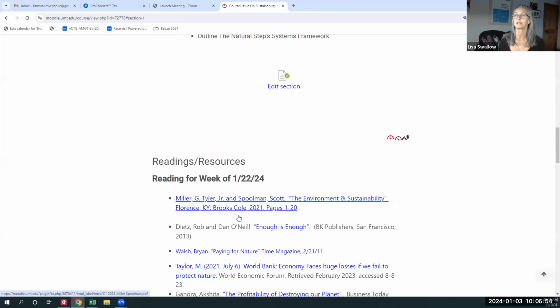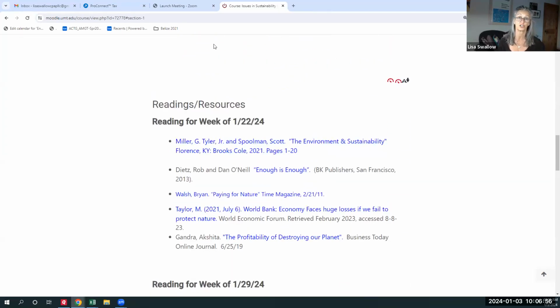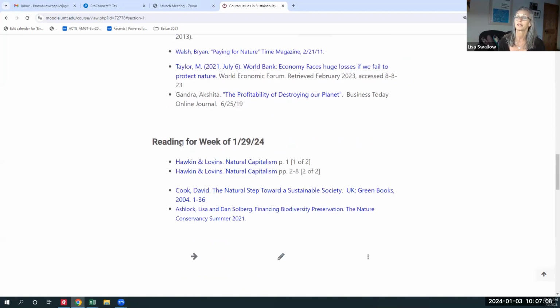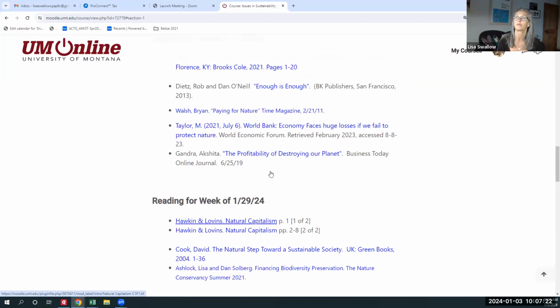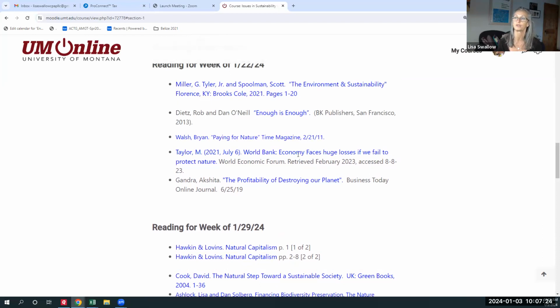So then you can see that when I've asked you to do your readings, there is no textbook in the class. It's a curated group of some really historical pieces. Like you can see this one, the Natural Step is from 2004, and Hawkins and Lovins' Natural Capitalism is from 1999. I mean, there's some old historical building block sort of readings, and then some newer items, World Economic Forum delivery, et cetera, et cetera.